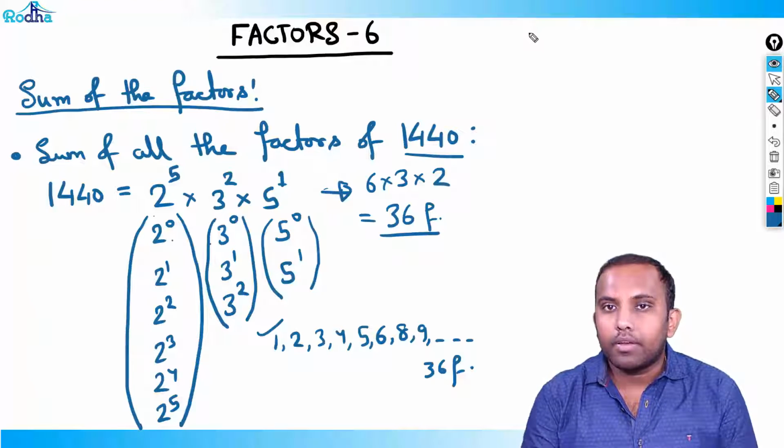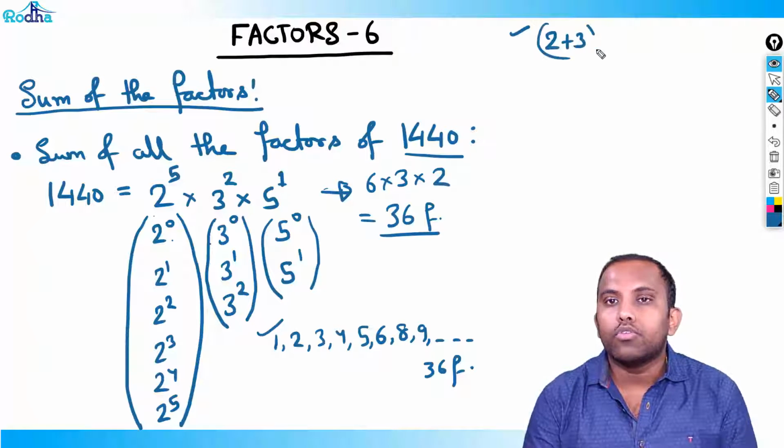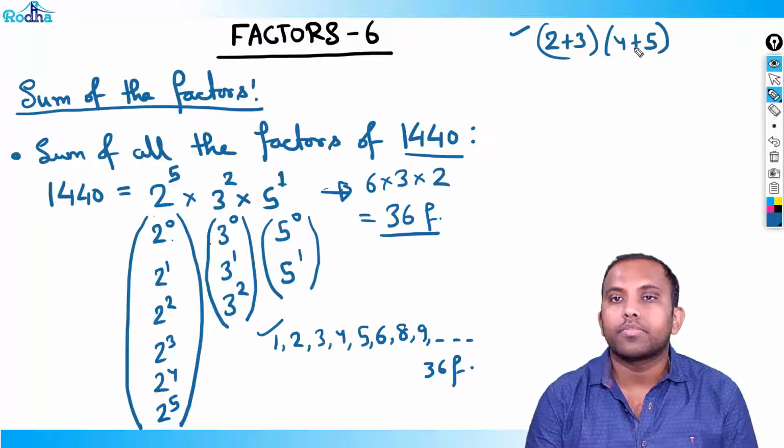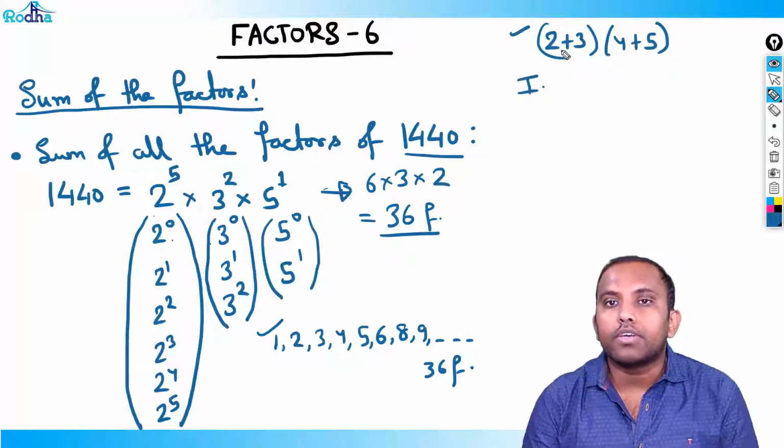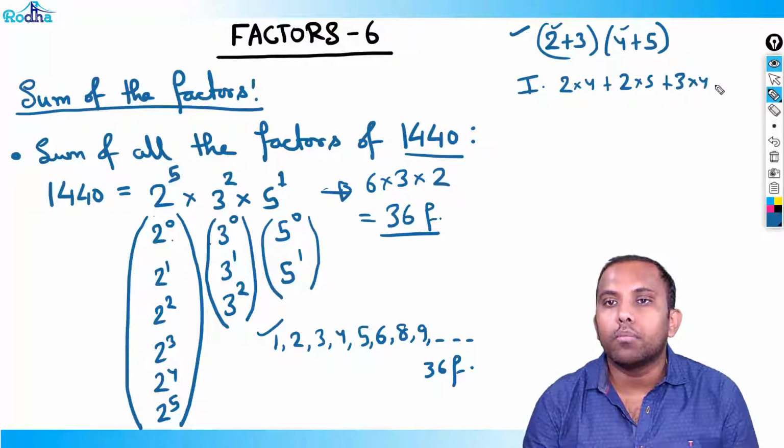Take an example. If I have to do 2 plus 3 into 4 plus 5, I want to find the result. There are two ways of doing it. The first way is taking each term from the brackets and multiplying: 2 into 4 is 8, plus 2 into 5, plus 3 into 4, plus 3 into 5. The result is 45.